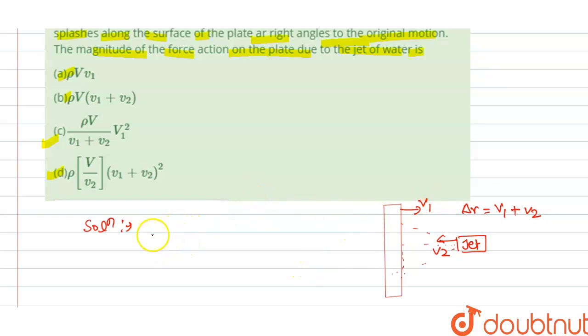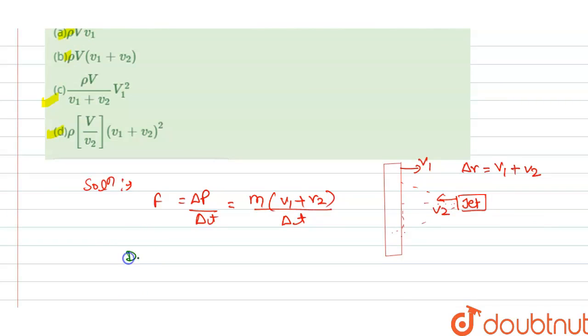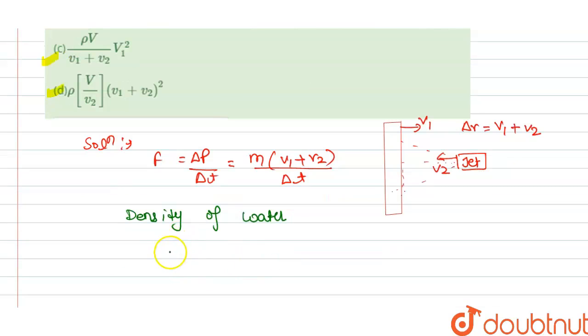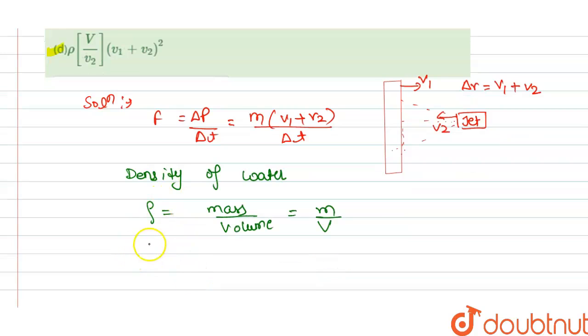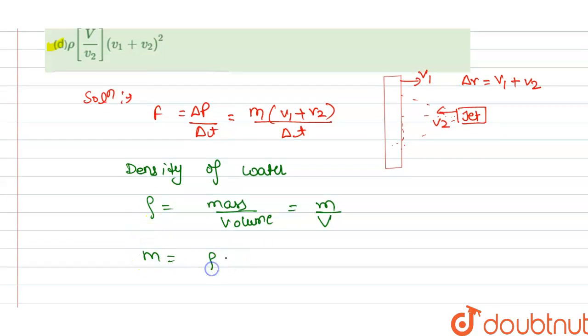So now we know that force is equal to change in momentum with time. So this is delta p divided by delta t, and momentum is mass into velocity. So we have change in velocity, delta v, which is v1 plus v2, and this is delta t here. And we know that rho, density of water, is equal to mass divided by volume. So from this we get m divided by V here. So mass is equal to density into volume.